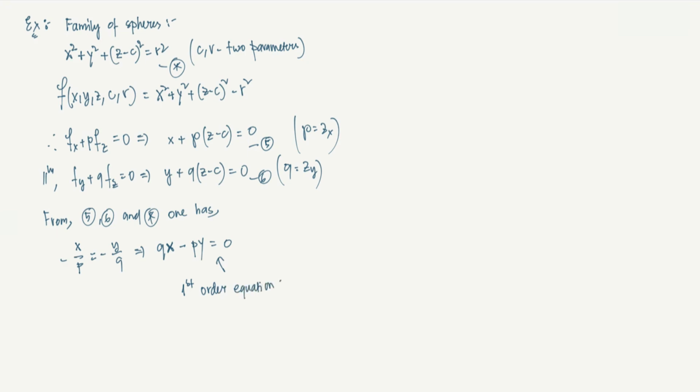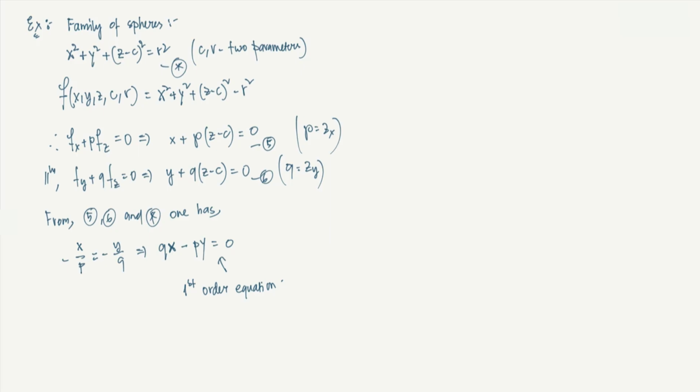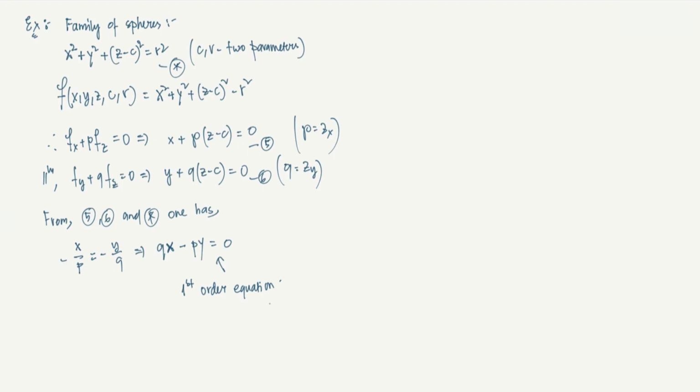Okay, so I hope you understood what's happening here. If I'm given a family of surfaces, in this case a sphere, by writing it like a small f of some variables and differentiating with respect to x and y, we get 3 relations out of it. In our particular case, we really didn't need all of them. Two relations were enough to eliminate both the coefficients c and r. Once you do that, you end up getting a first order equation. I hope this is clear.